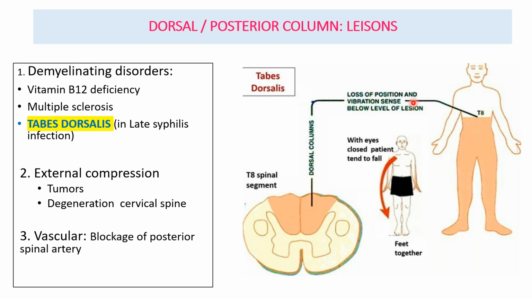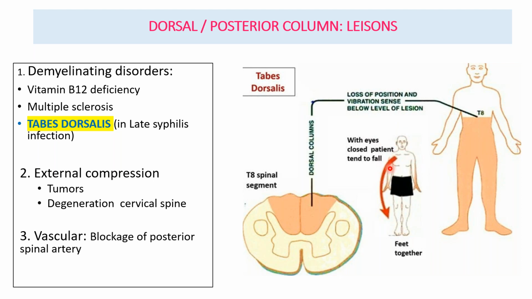There will be loss of position and vibration sense below the level of lesion. Remember, it will be below the level of lesion, because the lower fibers, the sacral fibers, ascend like this. The T8 fibers will ascend from here and go up, so if the lesion is at this level, then in all the areas below you will have loss of sensations. Which sensations? All these sensations which we have covered.